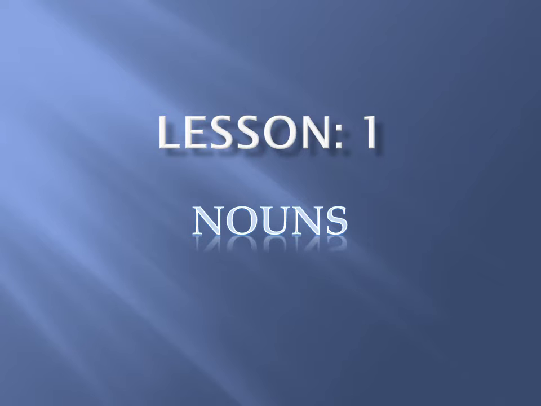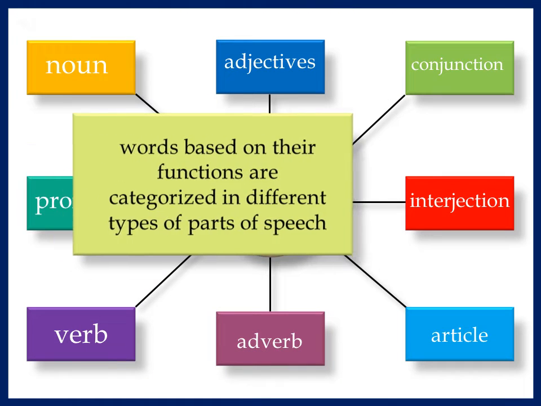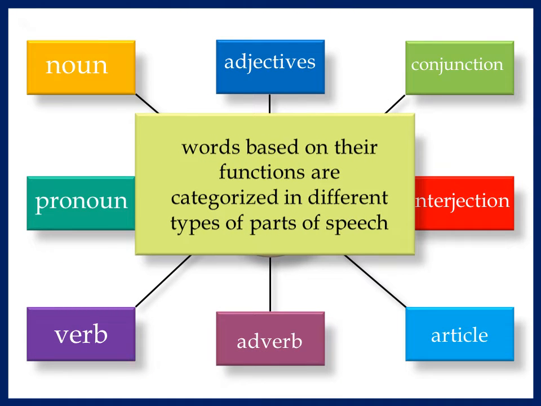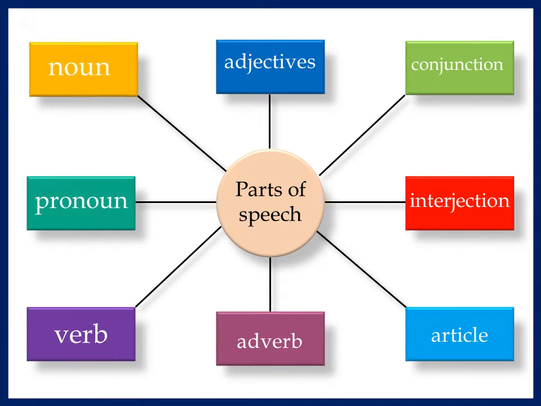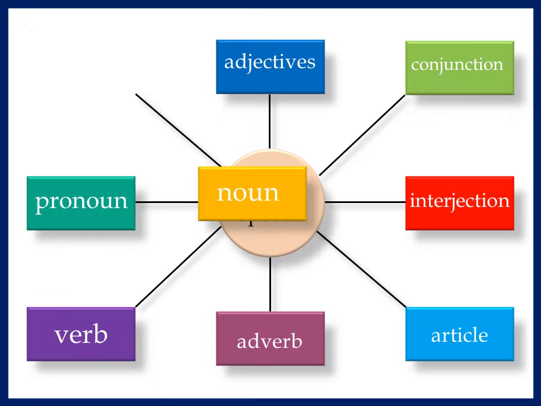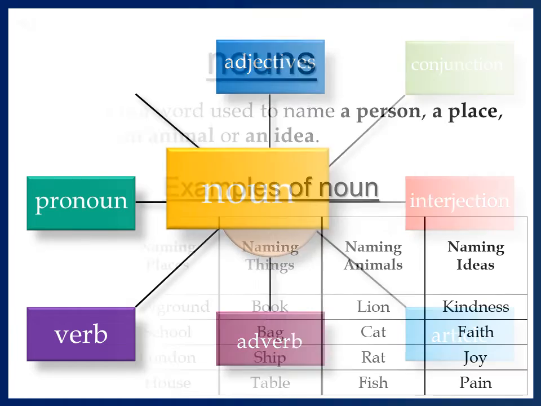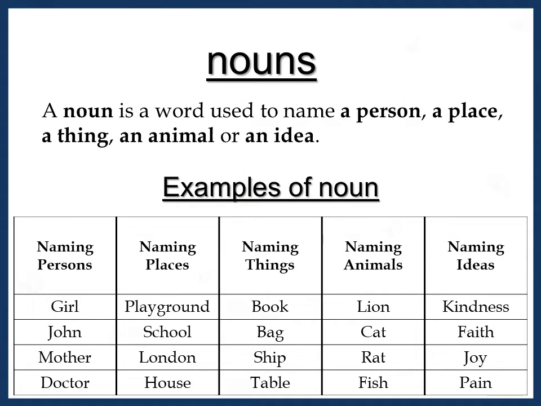Lesson number 1: Nouns. Words, based on their functions, are categorized into different types of parts of speech. This is a lesson about the part of speech called noun. A noun is a word used to name a person, a place, a thing, an animal, or an idea.